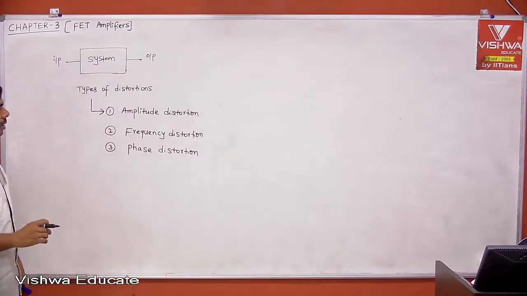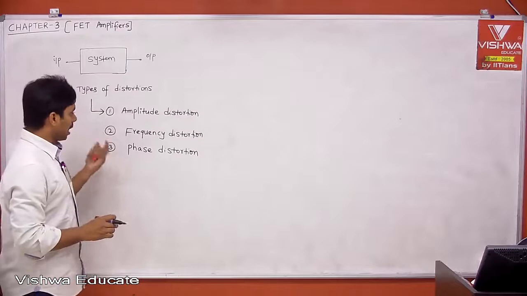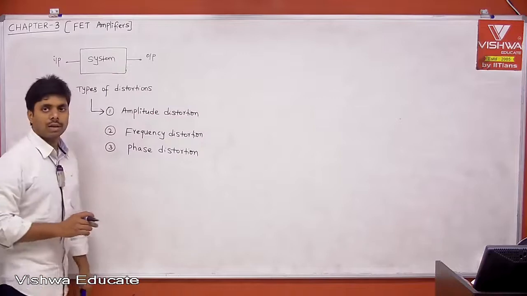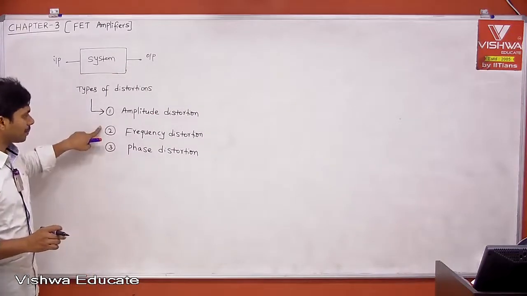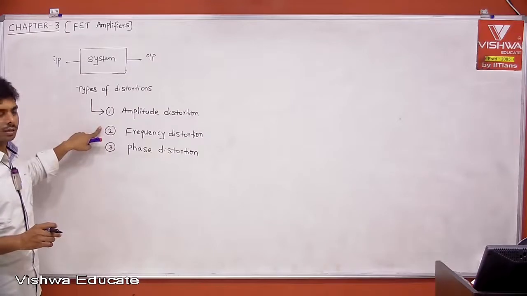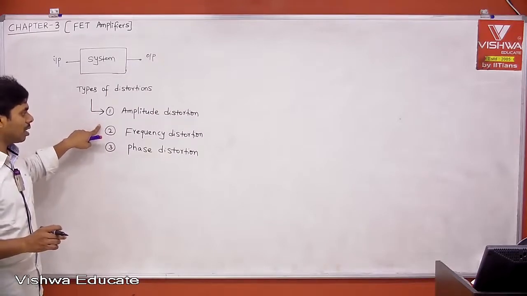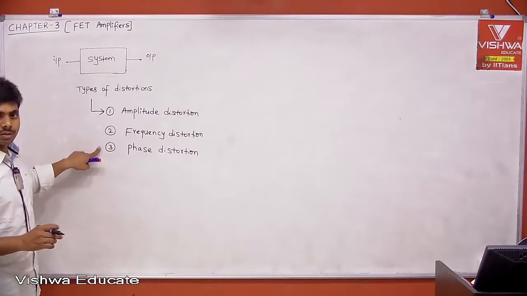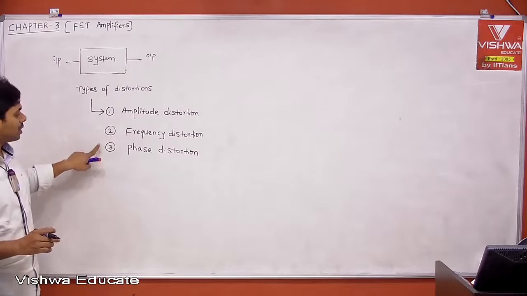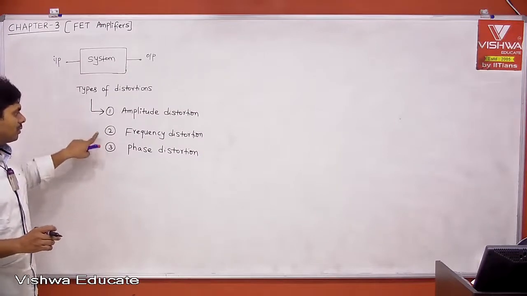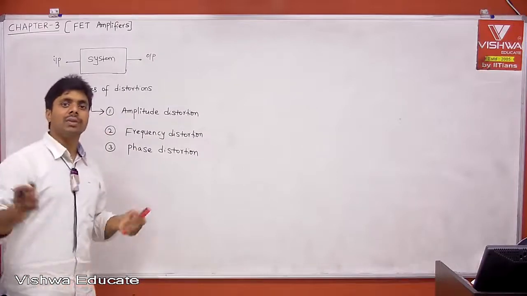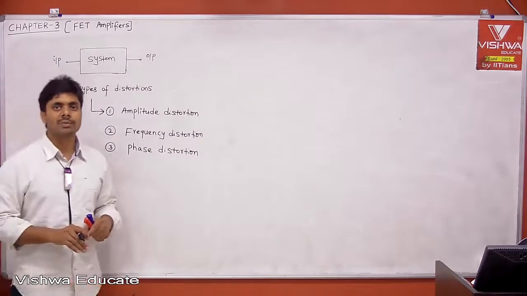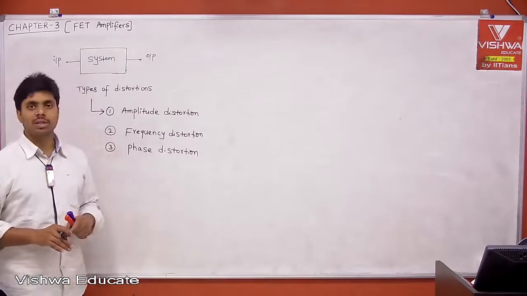Right? Yesterday, or last class, we discussed the frequency distortion and phase distortion. What do you mean by frequency distortion? If gain is not constant with respect to frequency, that is called frequency distortion. If the phase response of the system is not linear with respect to the frequency of the input signal, that is called phase distortion. The system which does not have flat gain has frequency distortion, and the system which does not have linear phase response with respect to frequency of input signals is said to have phase distortion.